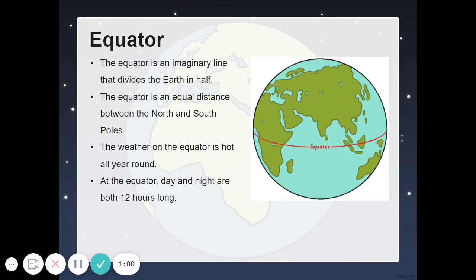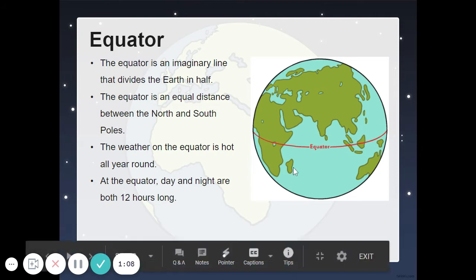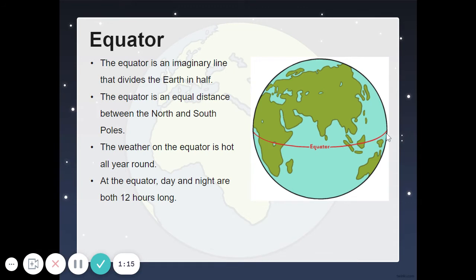All right, firstly, the equator. The equator is an imaginary line that divides the Earth in half. You can see it just on here, look, if I use my mouse. There isn't really a big red line that goes around the middle of the Earth. It's imaginary. We can't see it. The equator is an equal distance between the North and South poles. If it's an equal distance, it means it's smack bang right in the middle.